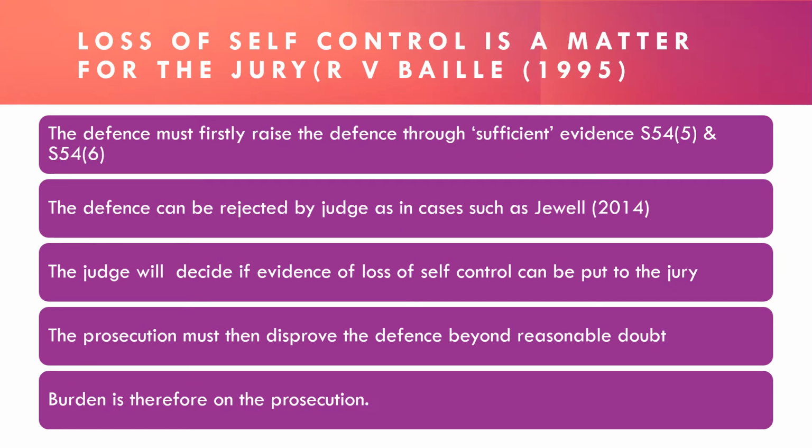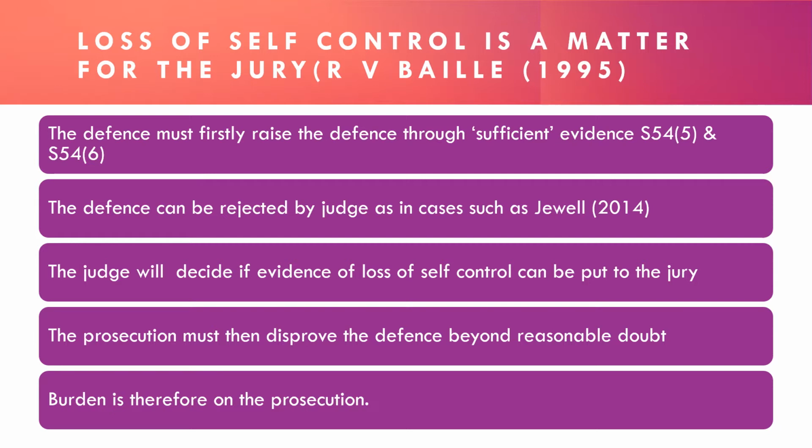Now, of course, loss of control as a defence is a matter for the jury. But the defence must firstly raise the defence through sufficient evidence. Now, the defence can be rejected by a judge, but if the judge decides it's able to be put before the jury, then the prosecution have the burden to disprove the defence beyond reasonable doubt. So quite a high bar.